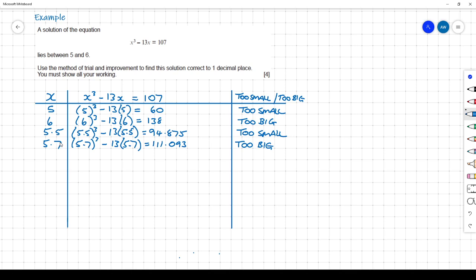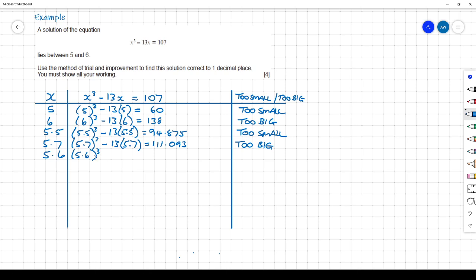Less than 5.7, because I've got to try a value of x that is smaller than 5.7 now, because 5.7 gave me an answer that was too big. So the only value of x to one decimal place I can try is 5.6, which I'm going to try now.